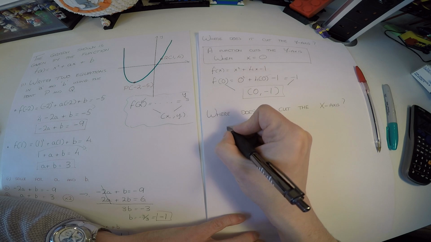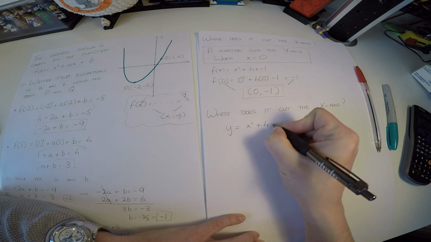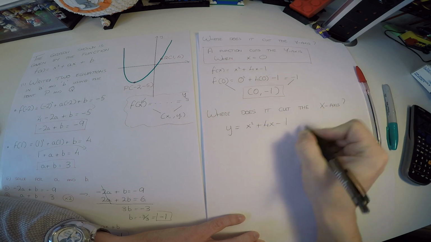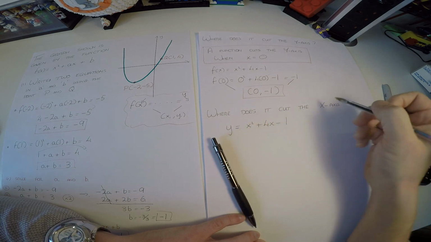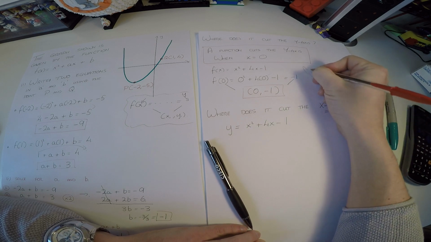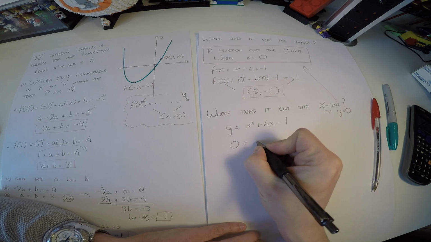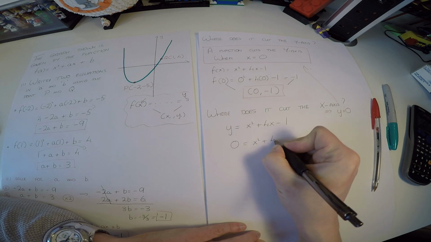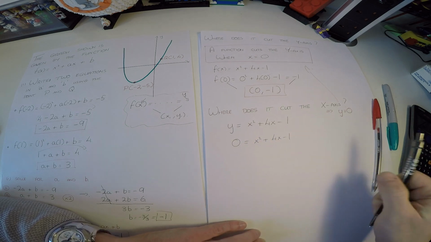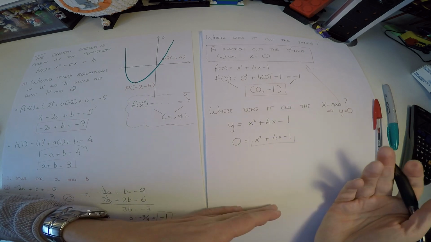So for us, we would have something like this. And of course, if now it cuts the x-axis, this implies that y must be equal to 0. So it's exactly like that statement, we just switched around. Therefore, we're now saying 0 equals x squared plus 4x minus 1. Now what do we have? Well, we have a quadratic equation equal to 0. How do we solve this?